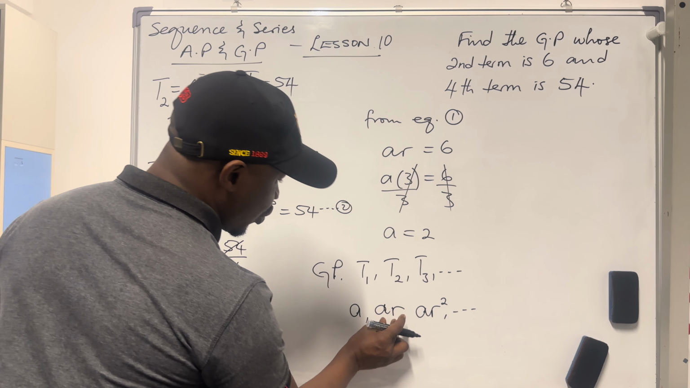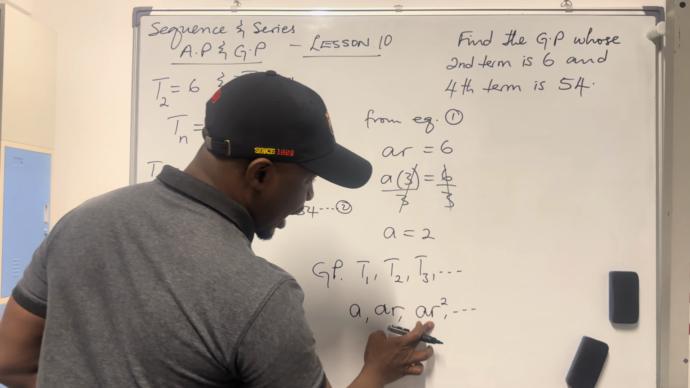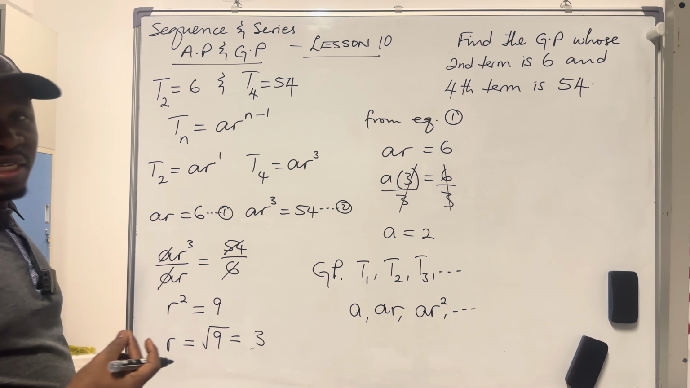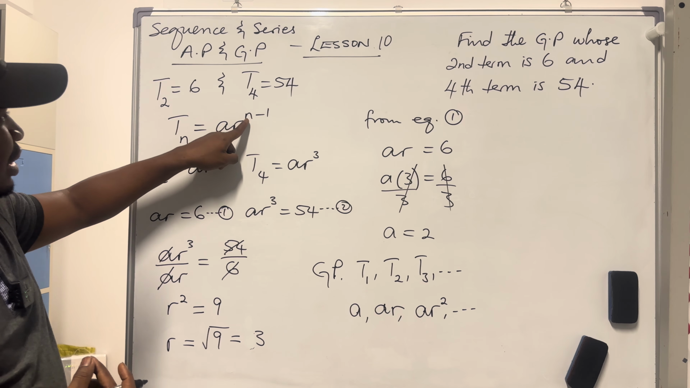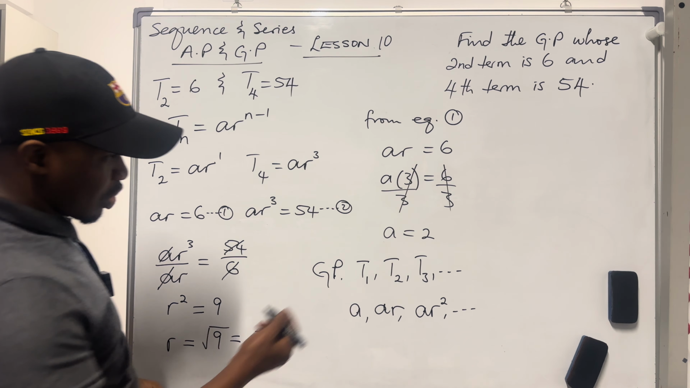So how do we get this AR? Of course, you can see it here. Why AR squared for the third term? Because you said third term. So for the third term, N is what? N is 3. So if N is 3, 3 minus 1 is 2. So AR power 2. Okay.